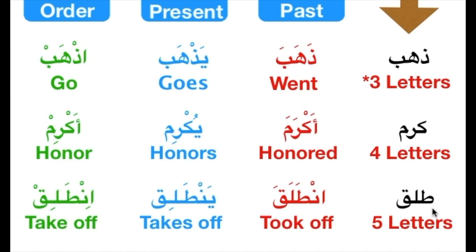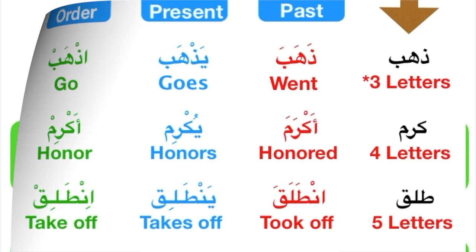So here we have ta, la, and qa. The past action is intalaqa, which means took off. The present one is yantaliq, and the order one is intaliq. And then I have an example to show you the difference between those three later on.